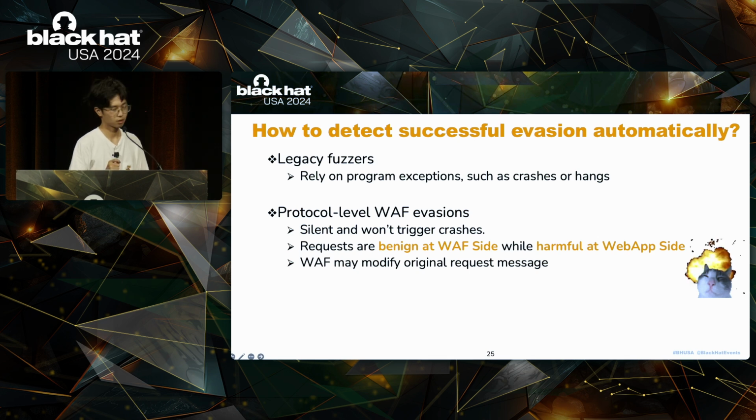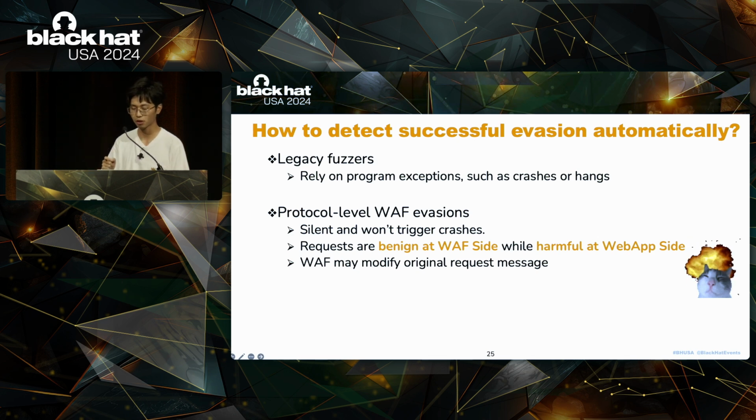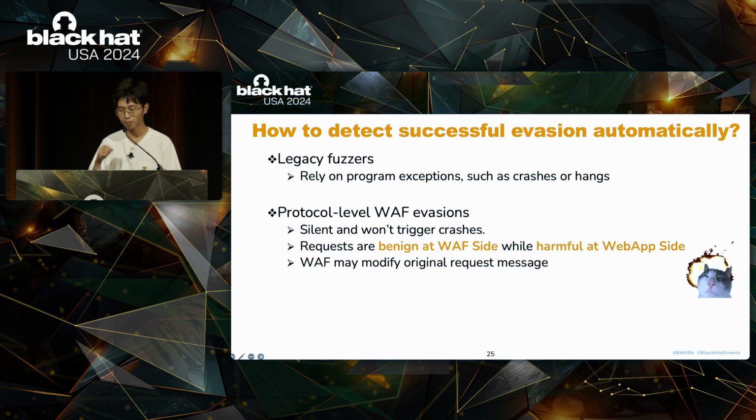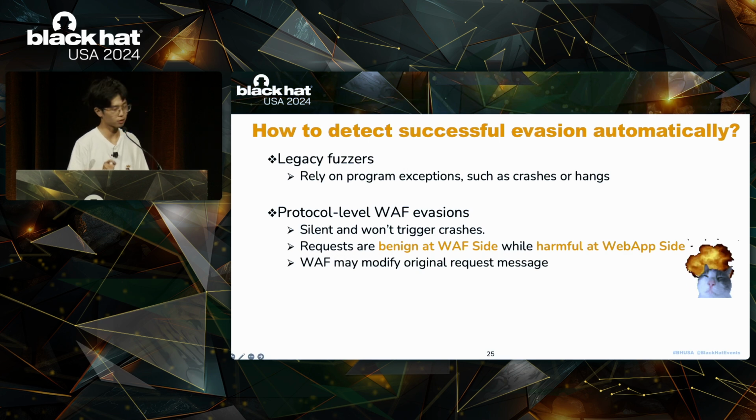The third challenge is to detect successful evasion automatically. The legacy fuzzer determines memory bugs by program inspection, panic, or crashes. However, protocol-level WAF evasions are silent and won't trigger any exception. And the request must be benign at the WAF side while harmful at the web application side. What's more, the WAF may modify the original request messages, causing false positives or false negatives.